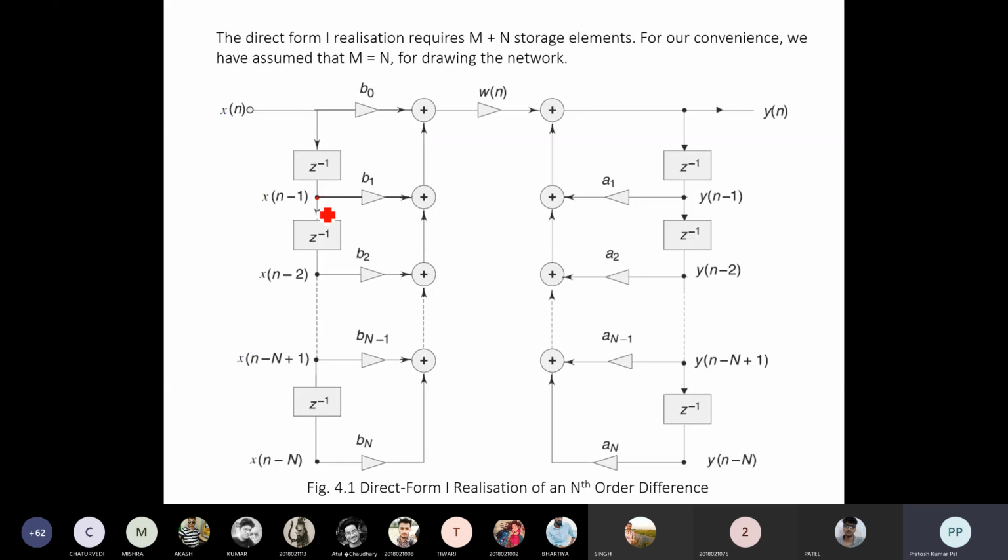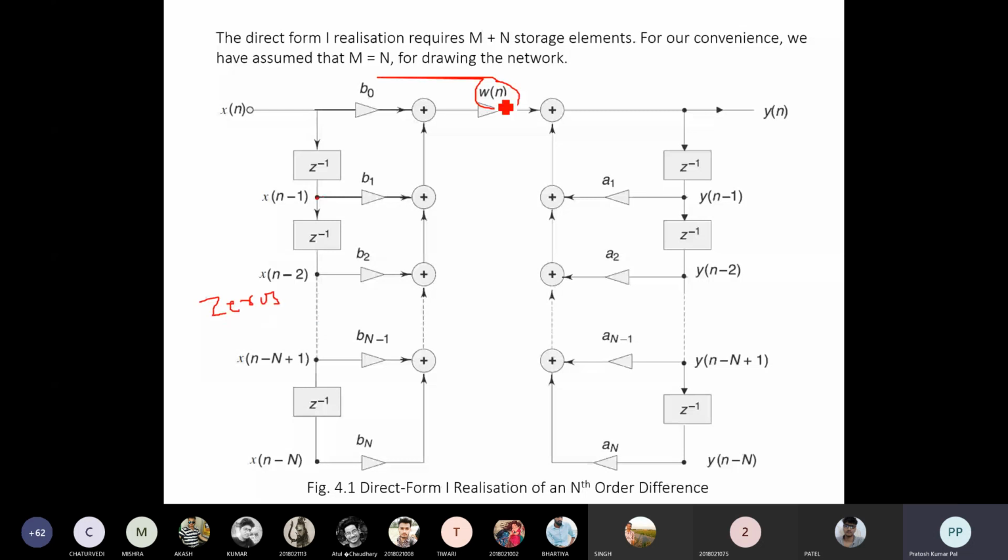Similarly, different delay elements will be there, and finally at the last it will be x of n minus k, where k equals capital N. So x of n minus N will be there, and here b of N will be multiplied, and then it will again be added to the previous term, and finally all are added, resulting in the w of n value. Okay, so this is how the zeros will be represented. These are the zeros basically.